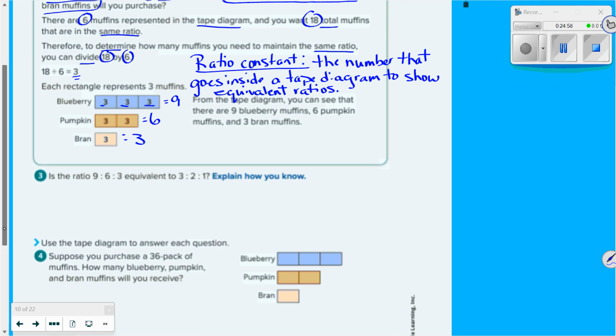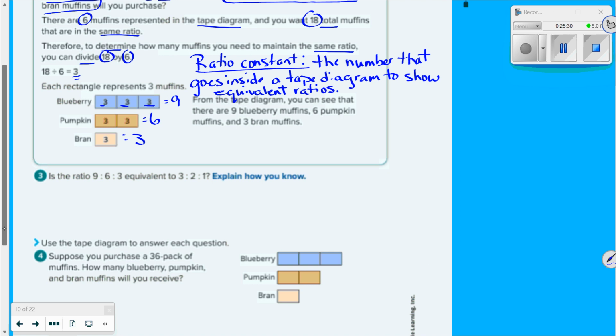If I said there were 24 muffins in the package, is that a blueberry? Is that a pumpkin? Is that a bran? What is that? Total. So now I'm looking at a different number. I said there's 24 in the package. Well, that's a total. How many total muffins are in my tape diagram? I just have no idea. Talking about the tape diagram.